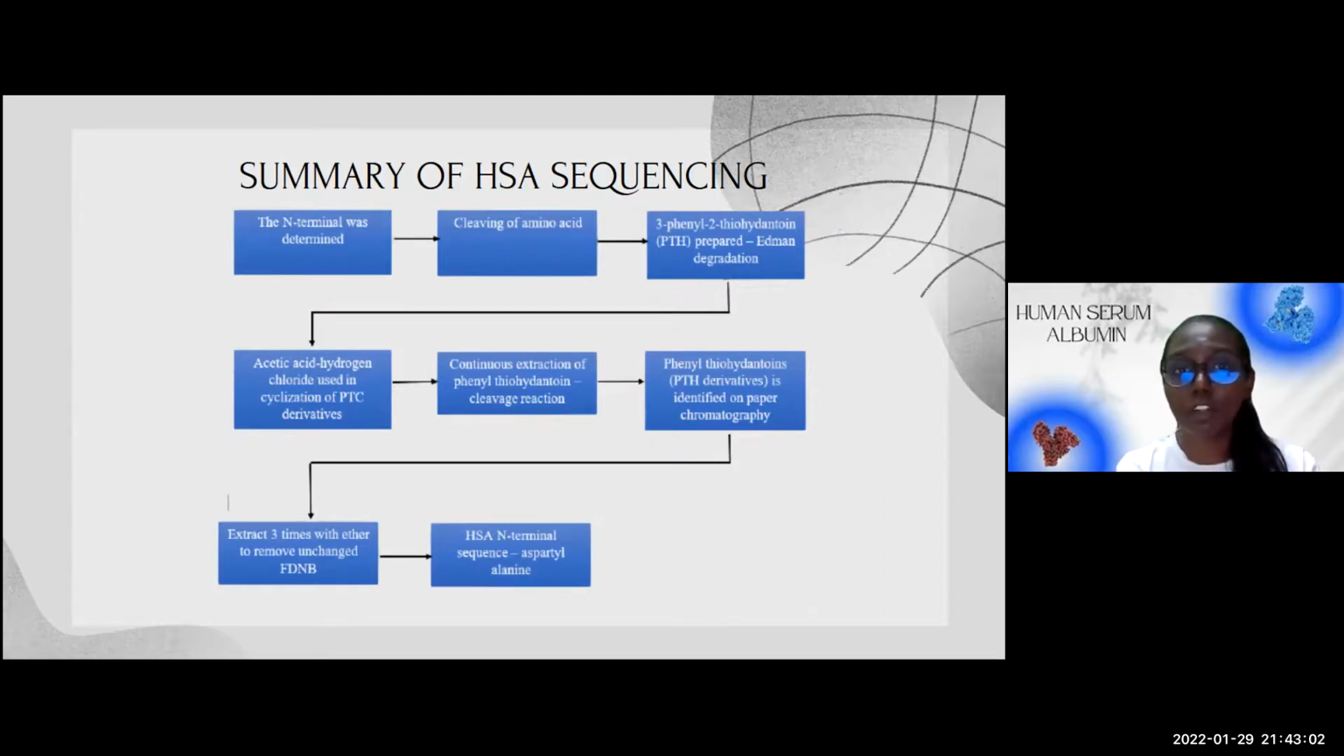After being shaken for 3 hours, the mixture will be extracted thrice with ether to remove unchanged 1-fluoro-2,4-dinitrobenzene FDNB. Then, the dinitrophenyl DNP amino acids will be identified in human serum albumin. Then the DNP proteins will undergo acid hydrolysis, and aspartyl-alanine will be identified as the human serum albumin's N-terminal sequence. So, this is how the human serum albumin is actually sequenced before further use.